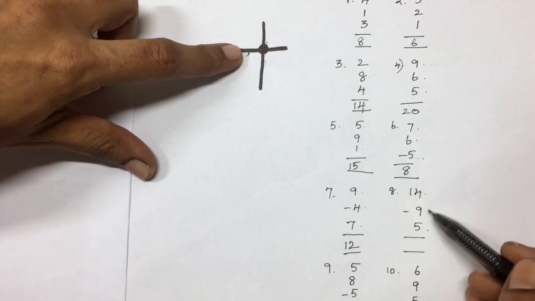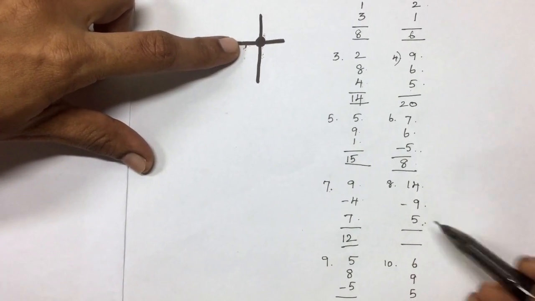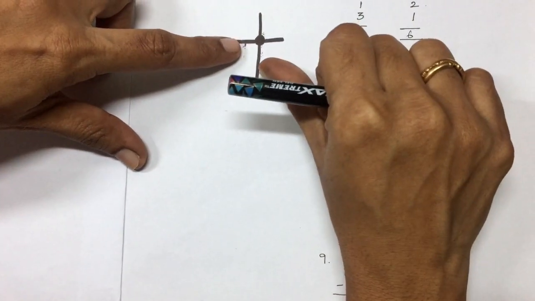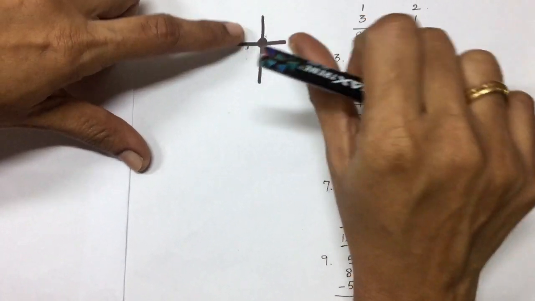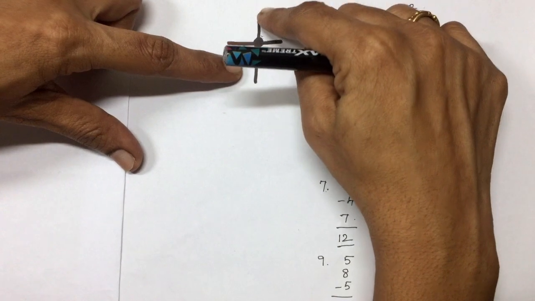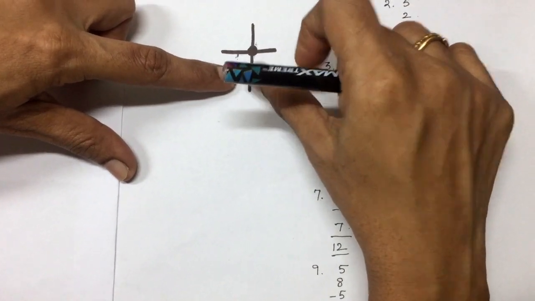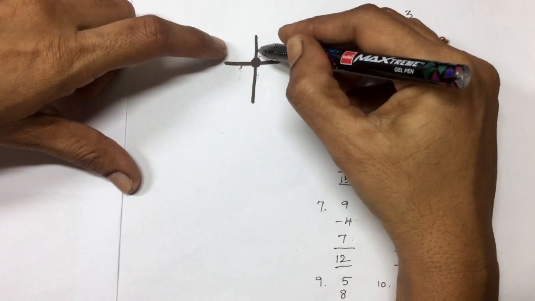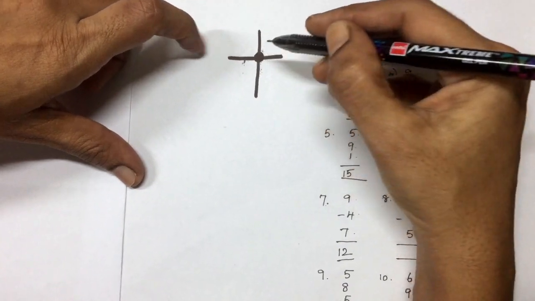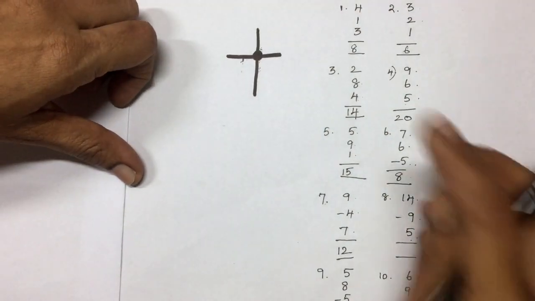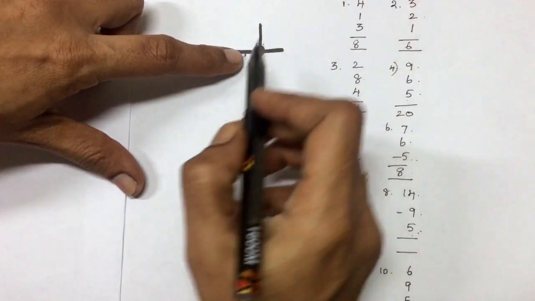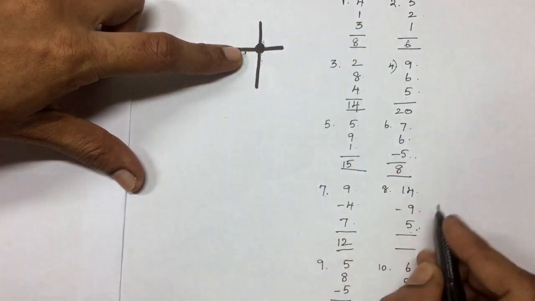Next is sum 14, minus 9, 5. 14 directly. To do minus 9, minus 10 plus 5 minus 4. So only the upper bead will be touching the center point. Next to add 5, minus 5 plus 10. Answer is 10.